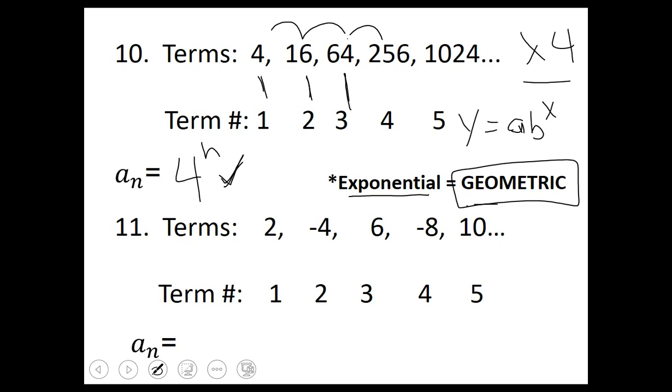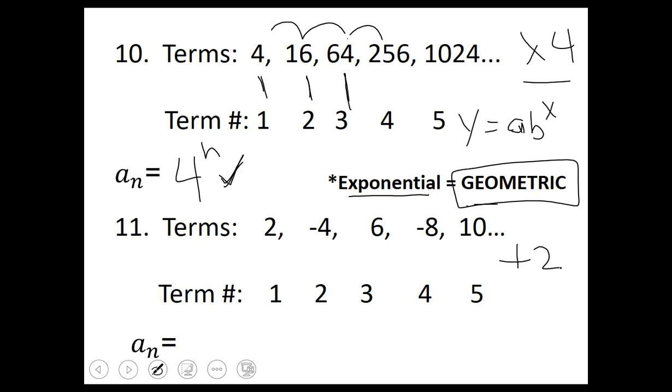Take a look here at number 11. So 2 and then -4, 6, -8, and then 10. So we kind of have 2 different things that are happening here. We have the fact that you are adding 2 each time. And then we also have the fact that there is some kind of sign change going from positive to negative to positive to negative. So because there are 2 different things that are happening, that means you have to write 2 different parts of your equation.